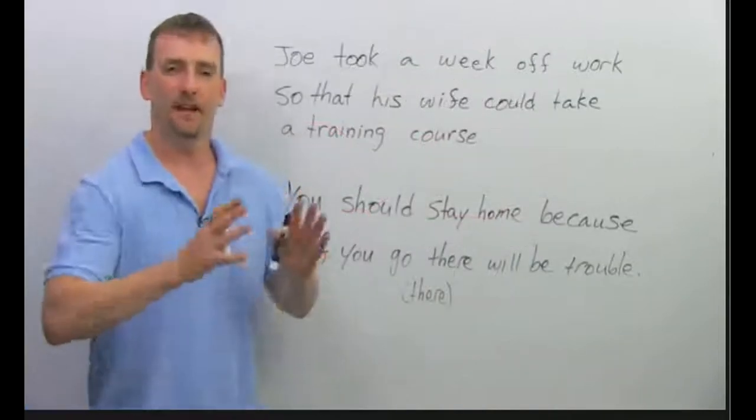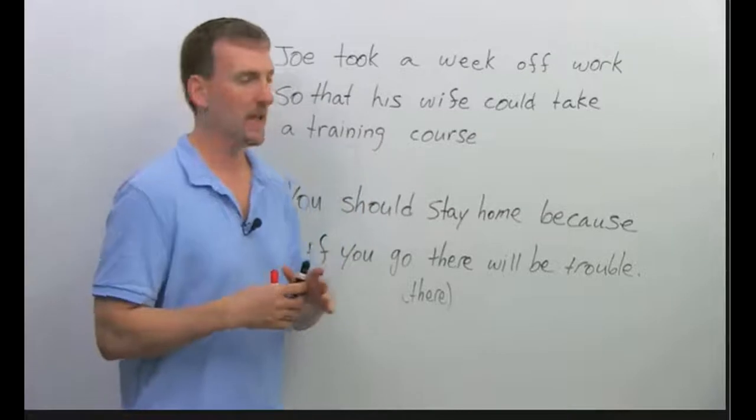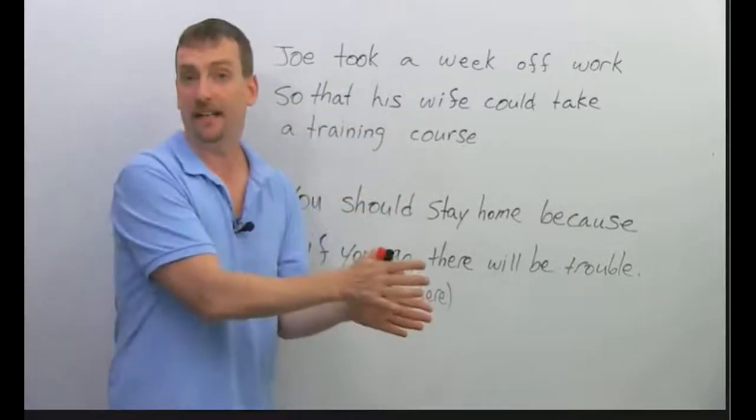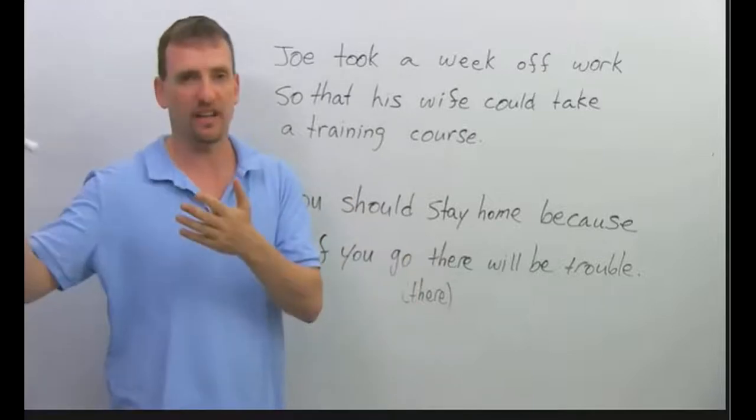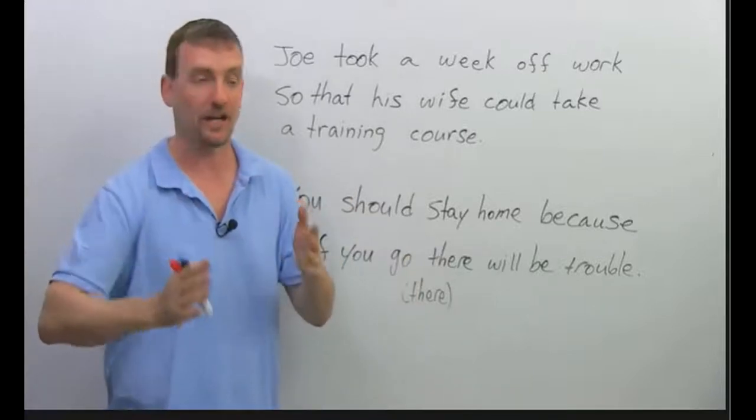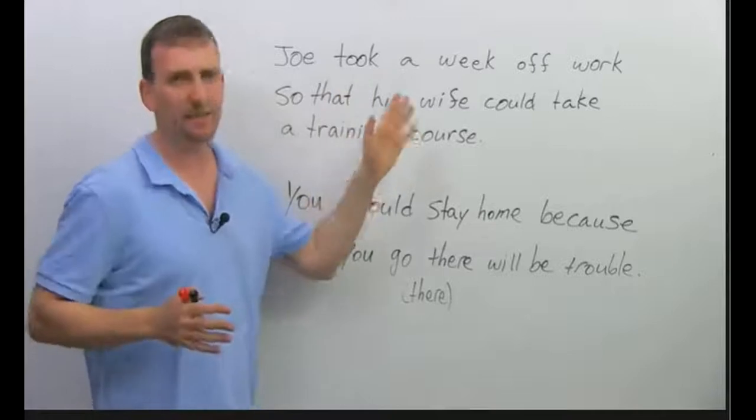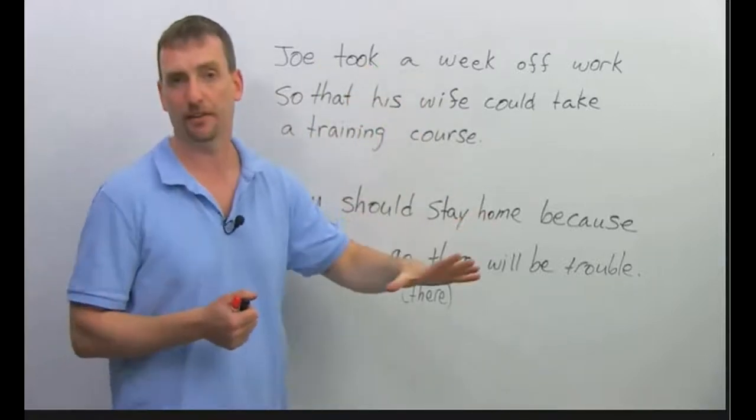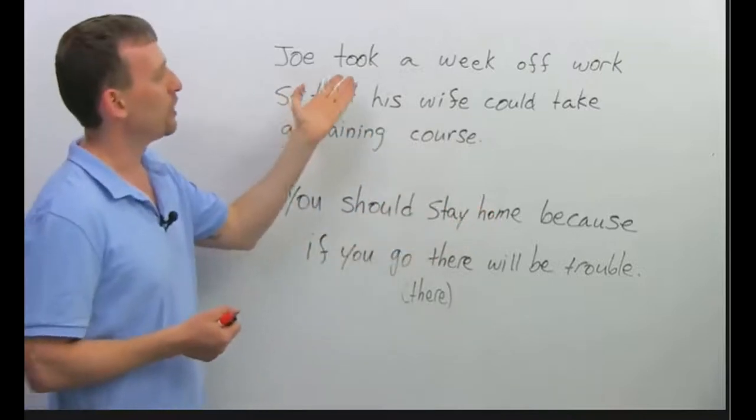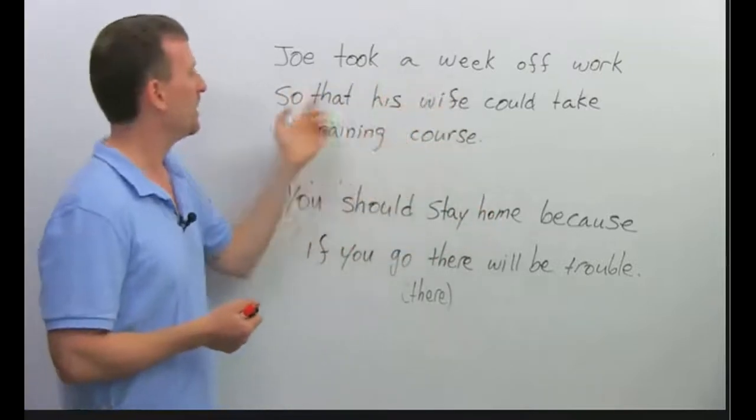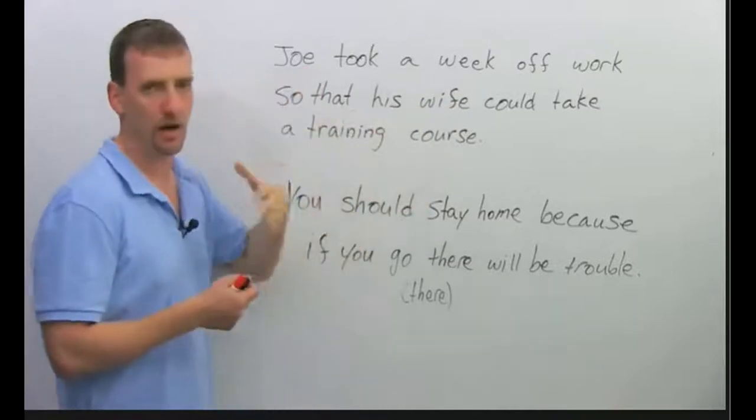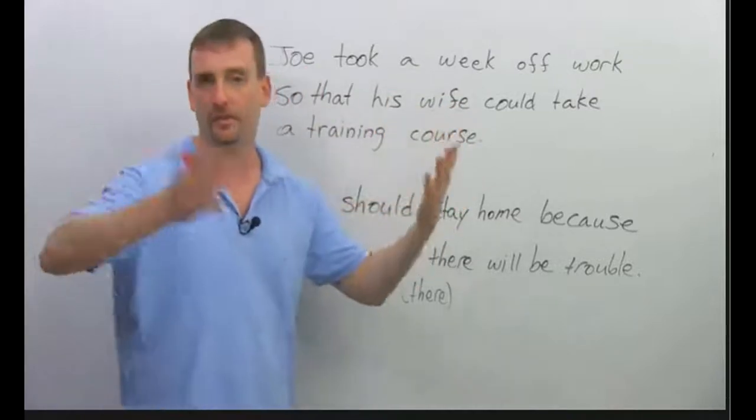Okay, a couple more notes I want to mention. Usually, adverb clauses can go, excuse me, at the beginning of a sentence or in the middle or at the end, etc. You can put it pretty much anywhere. However, in some cases, it's recommended to put it in the middle after the independent clause. So for example, Joe took a week off work so that his wife could take a training course. So he took a week off for the purpose of giving his wife time.